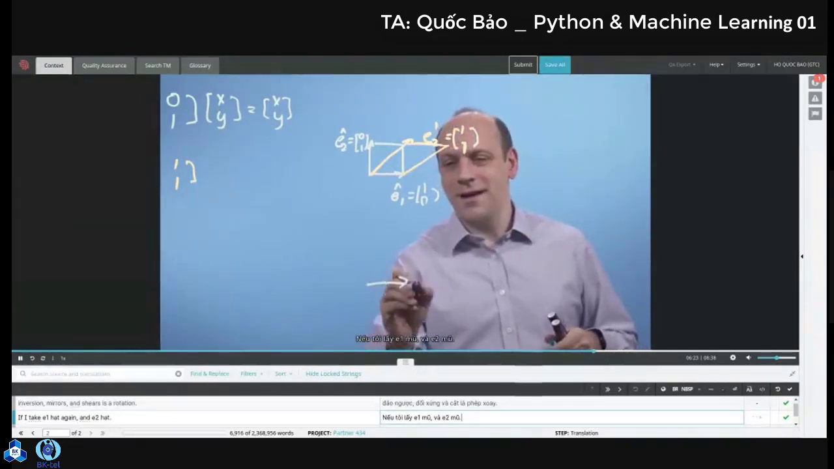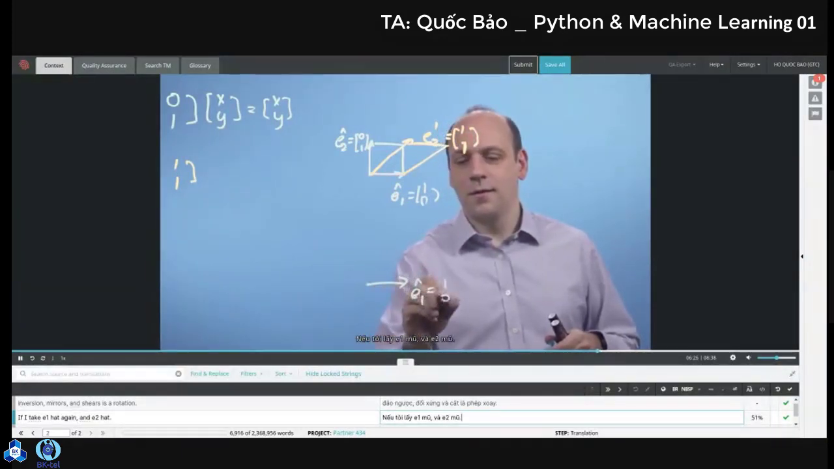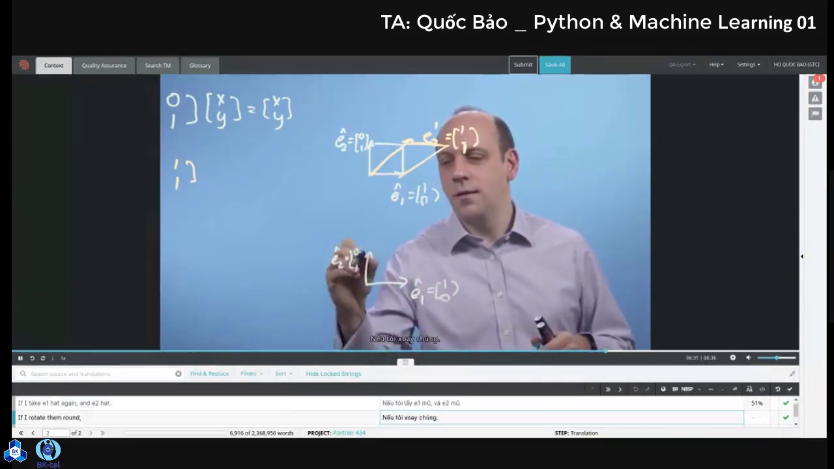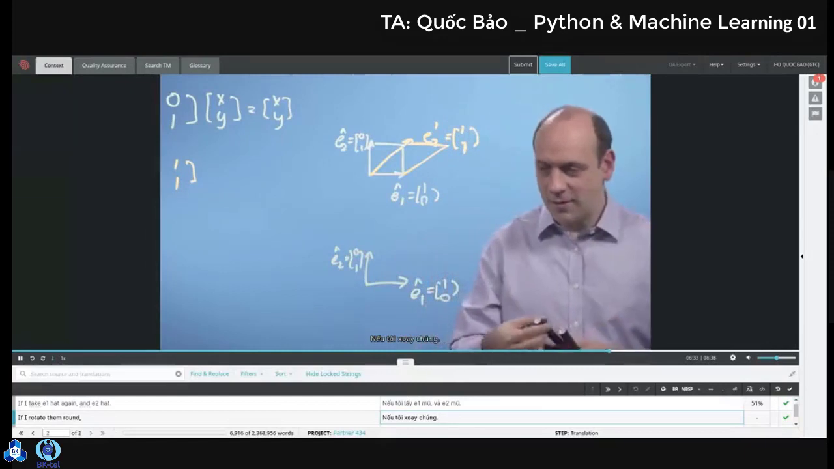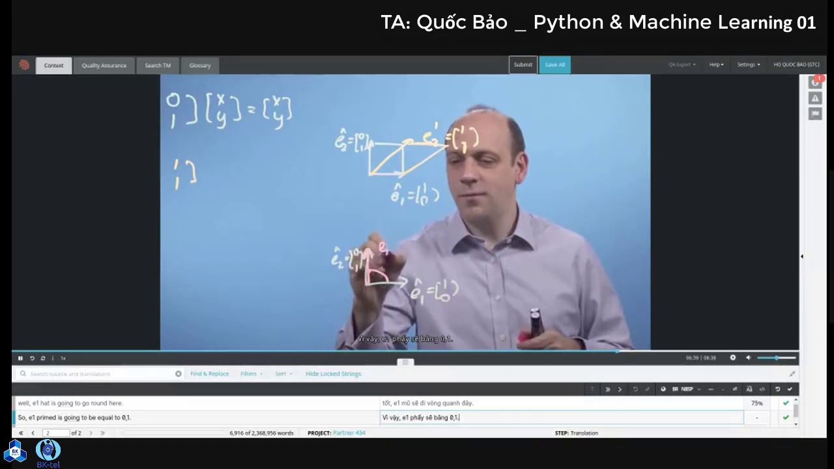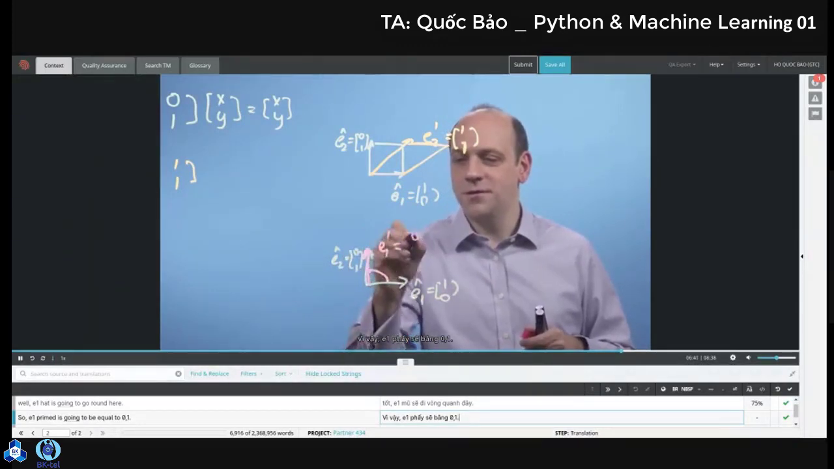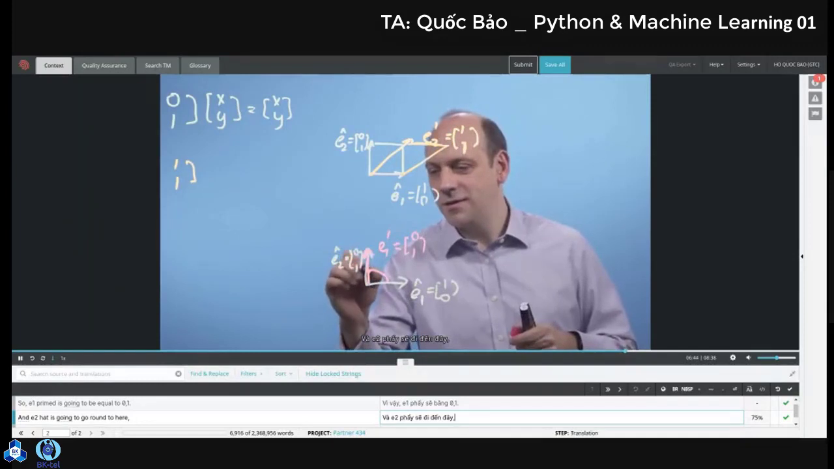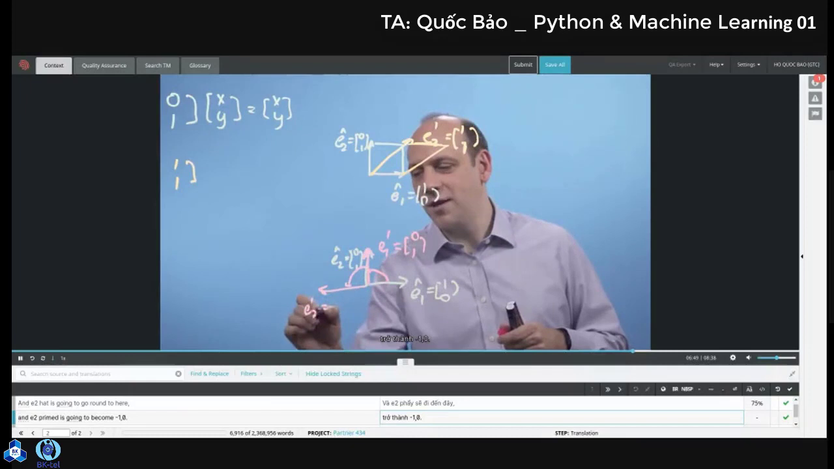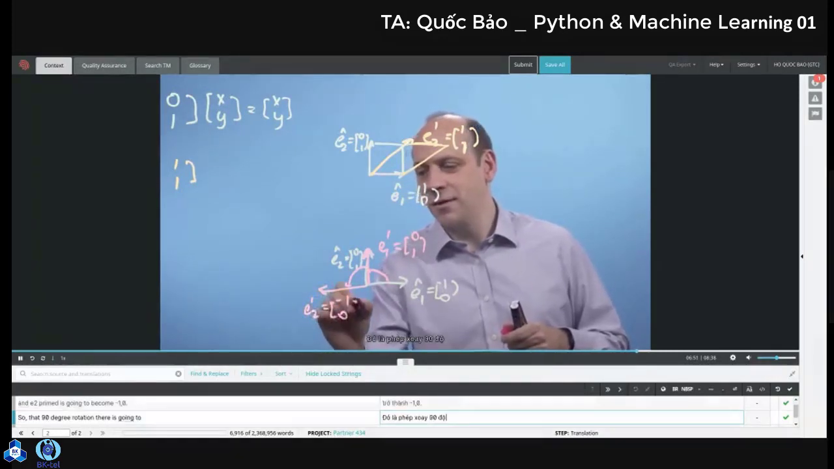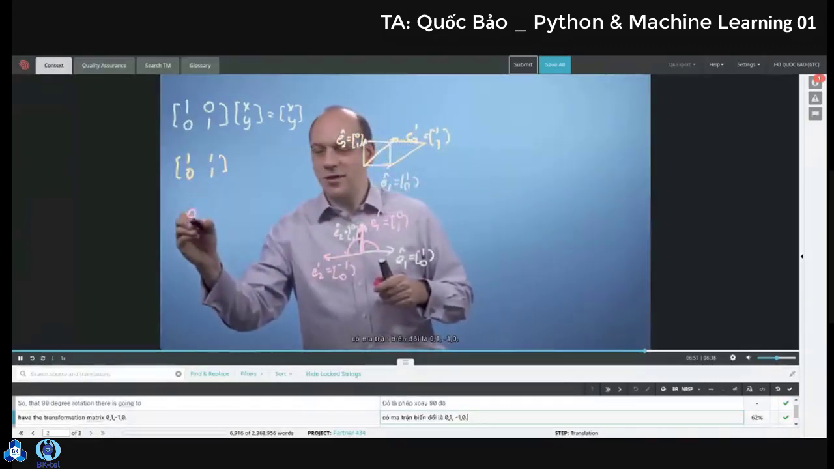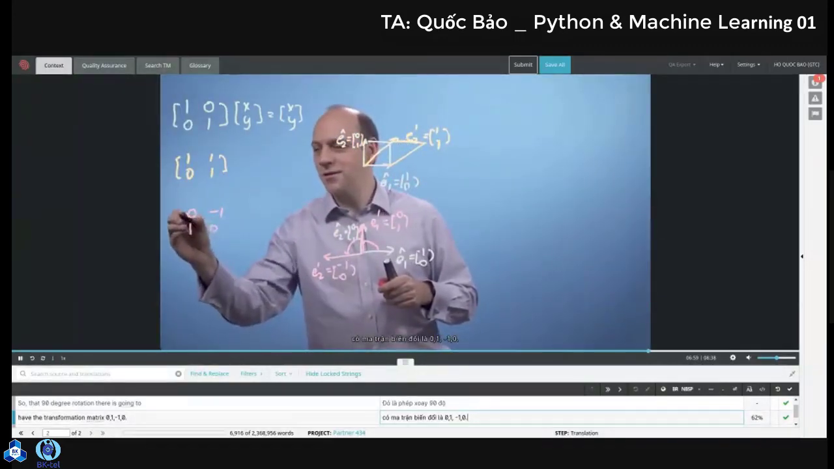If I take E1 hat again, and E2 hat, if I rotate them round, well, E1 hat's going to go round here. So E1 primed is going to be equal to 0, 1. And E2 hat is going to go round to here, and E2 primed is going to become -1, 0. So that 90-degree rotation there is going to have the transformation matrix 0, 1, -1, 0.